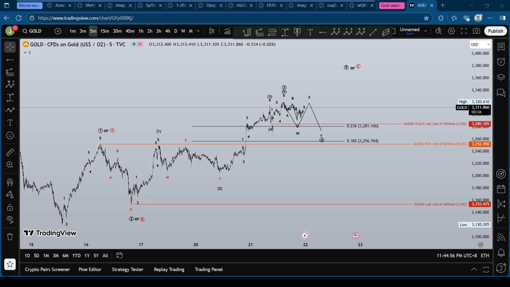If you are in my Discord community, I have shown them how to count the waves in the seconds time frame, if I'm really in the mood to do scalping using Elliott wave theory. Okay? Now let's proceed with the Bitcoin.